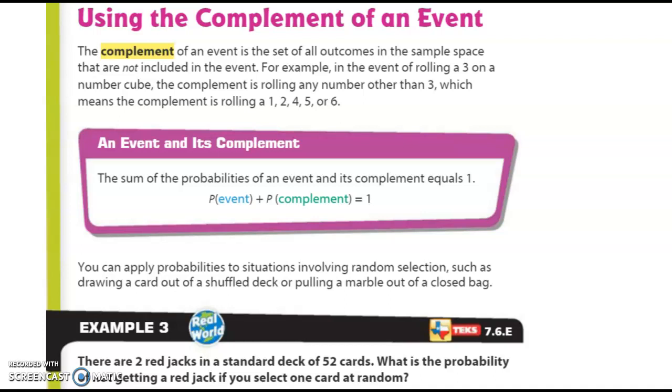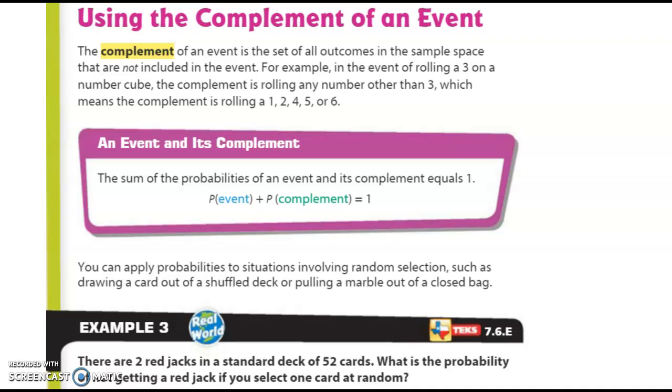Now, this TEKS number is 7.6e. The complement of an event is the set of all outcomes in the sample space that are not included in the event. So, for example, in the event of rolling a 3 on a number cube, we know that probability is going to be one thing.